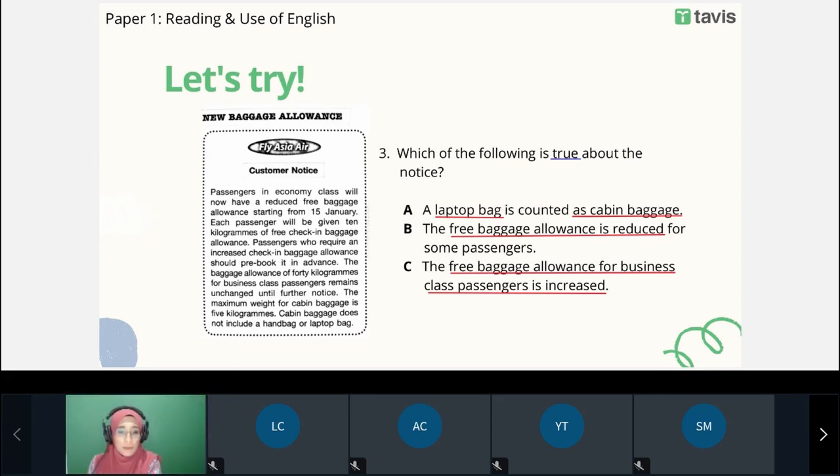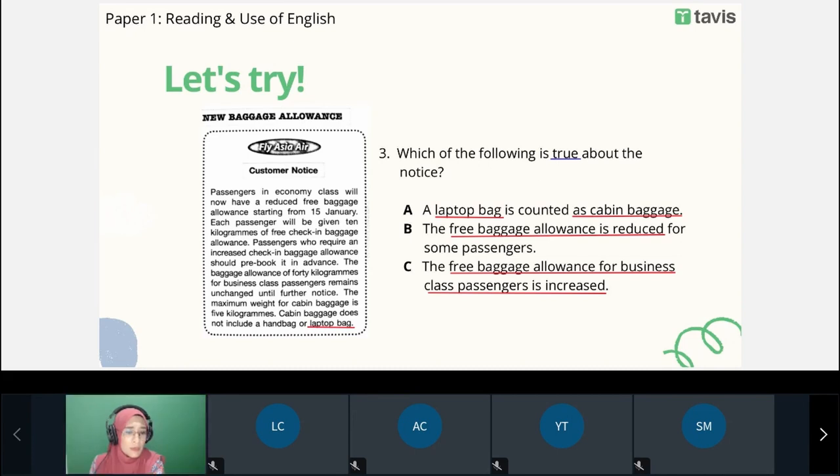All right, so now we have to look at the information given. Try and find where the laptop bag is. What you are doing now is scanning. Where is the laptop bag? Okay, it's at the bottom here. Laptop bag, and it is counted as cabin baggage.